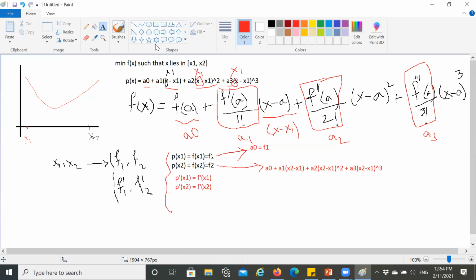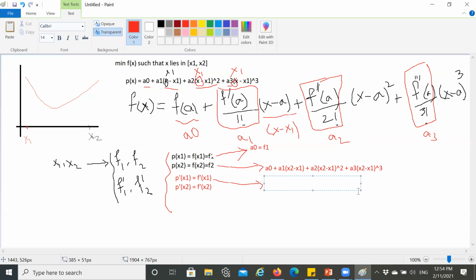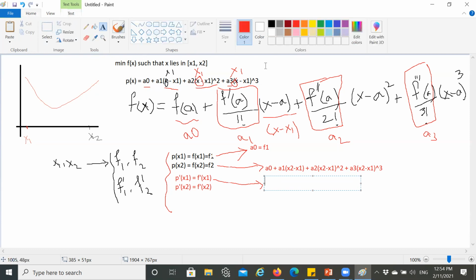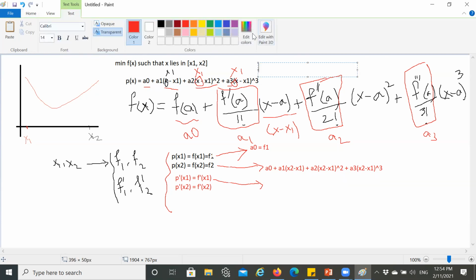So that leaves us with 2 more functions. We found 2 functions, and the third function would be from this one. That means the first derivative of the function at point x1. So if I take the first derivative, what would it be? I take the derivative of this. What is the derivative of p prime of x? Anyone?